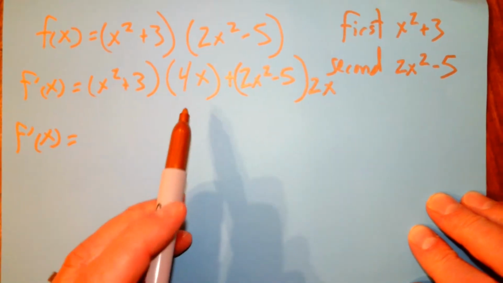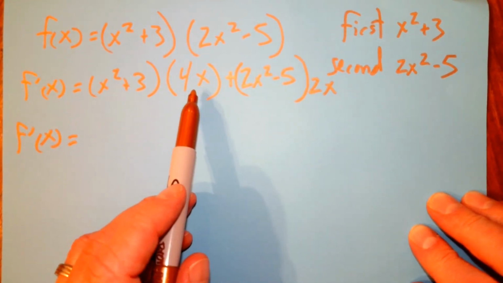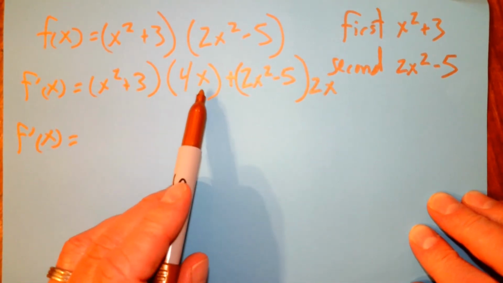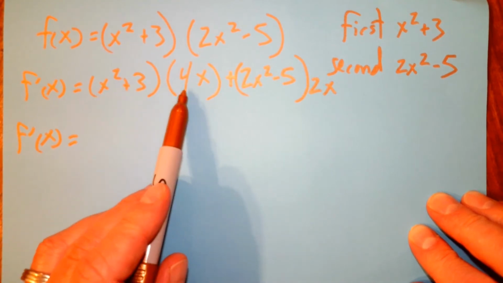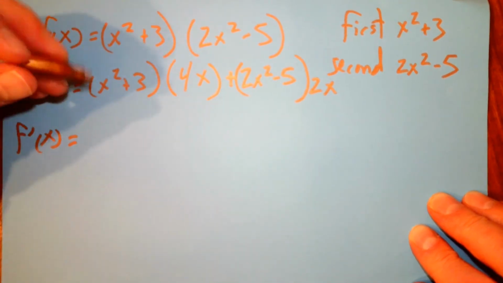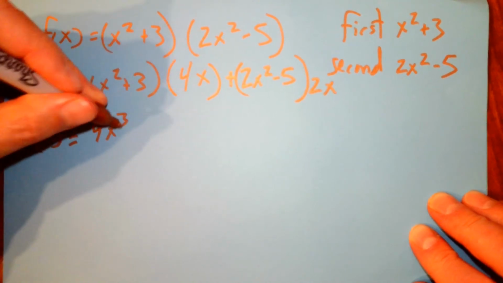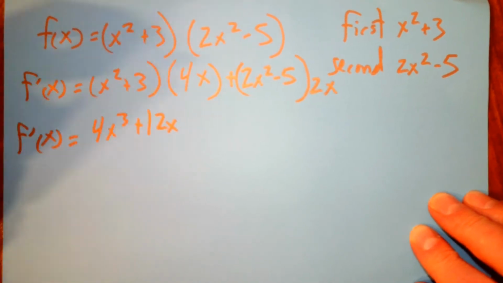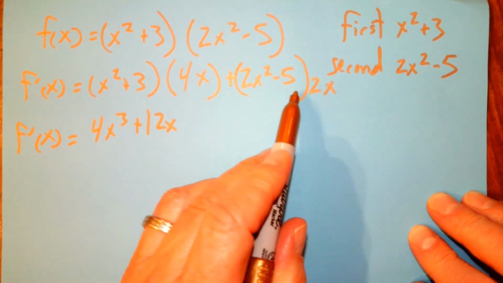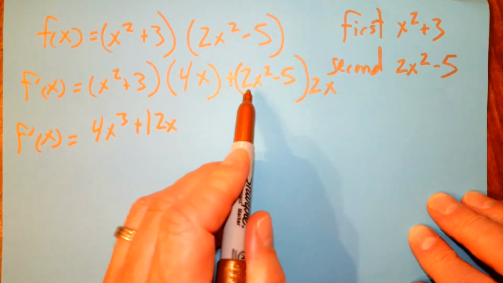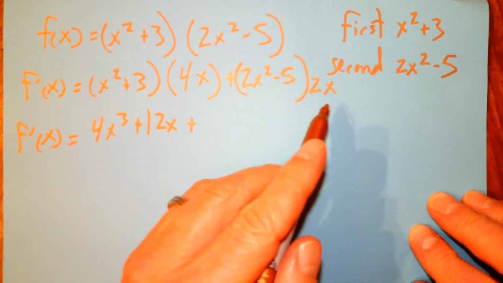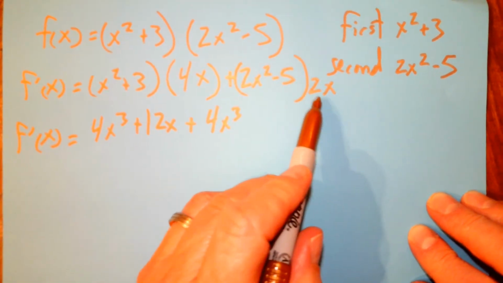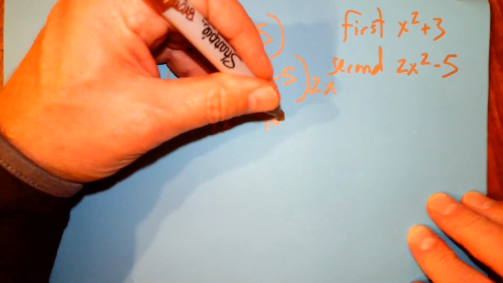And by simplify, I just mean let's distribute this 4x term, meaning multiply each of these terms times 4x. So 4x times x squared, and then 4x times 3. So 4x times x squared is 4x cubed, and then 4x times 3 is just 12x. And let's do the same thing over here. Let's distribute this 2x to each of the terms inside this term. So 2x times 2x squared is just 4x cubed, and then 2x times minus 5 is just minus 10x.